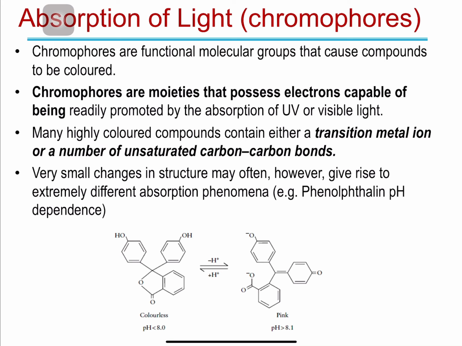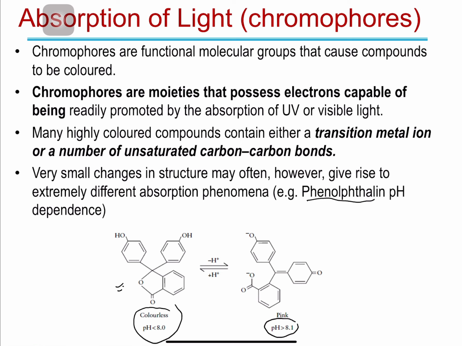Sometimes a very small change in the structure may cause a change in the chromophore in the substance. An example of that is phenolphthalein. We are all familiar with phenolphthalein, which is pH dependent and has been used as an indicator in acid-base titration. At pH less than 8, phenolphthalein is colorless, because this is the structure of phenolphthalein and it doesn't show any color. But once the system becomes alkaline, with pH higher than 8 or 8.1, the color changes from colorless into pink.